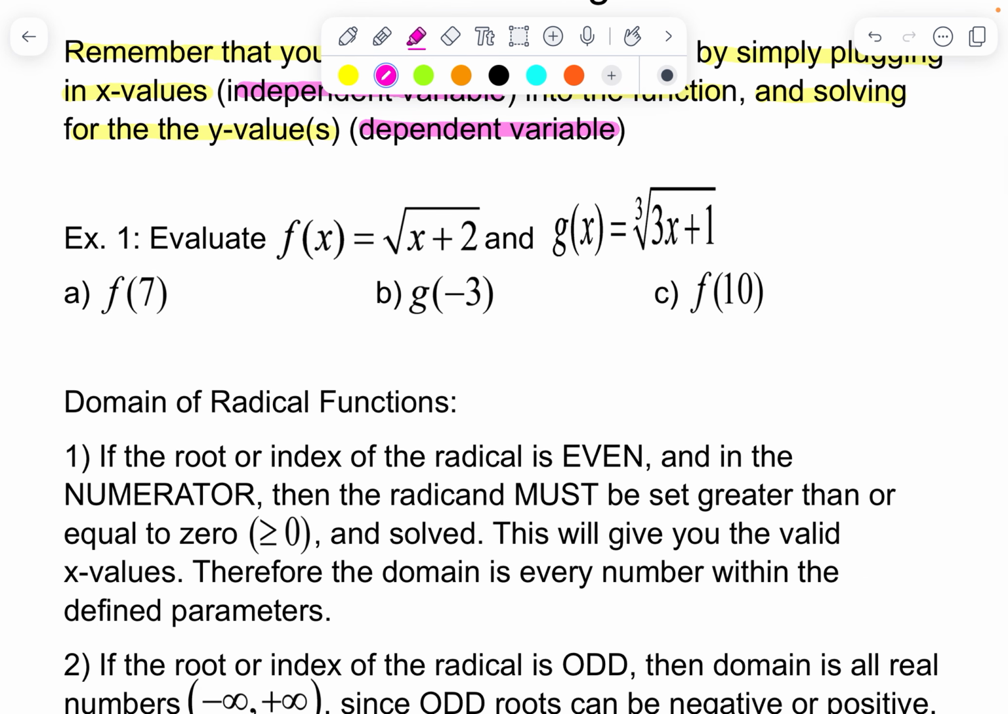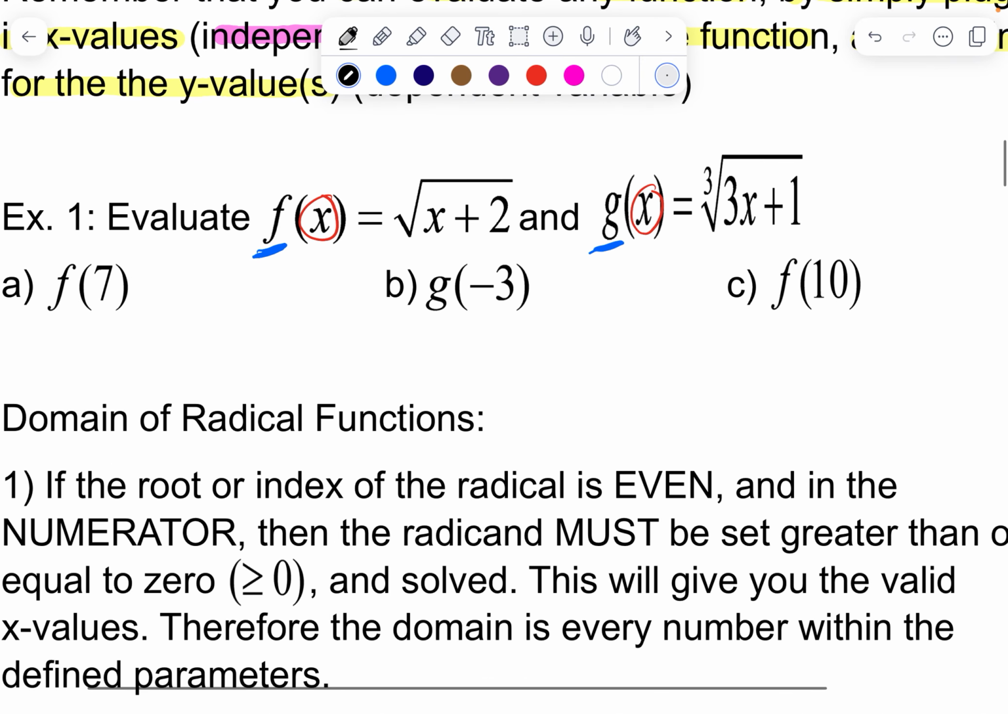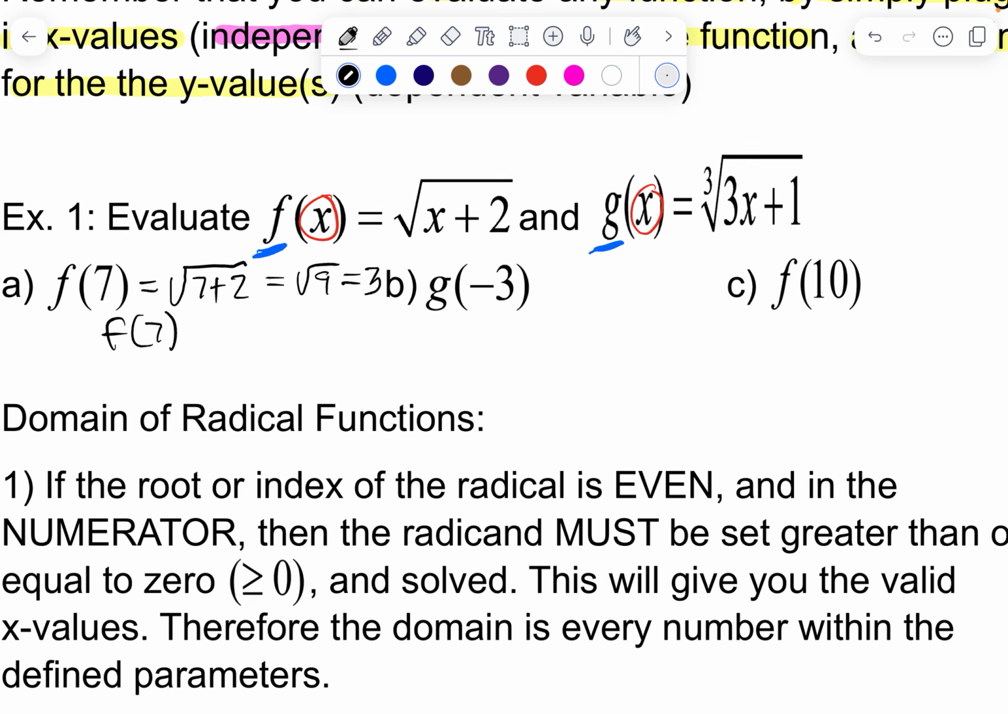So for this example, I'm given f of x and g of x. Please remember that when we read f of x, this is simply saying this is function f with independent variable x. And g of x is function g with independent variable x. So when I'm asked to evaluate f of 7, I'm simply replacing every x in function f with the number 7. So I've got the square root of 7 plus 2, which equals the square root of 9. Square root of 9 equals 3. So that means that f of 7 equals 3.